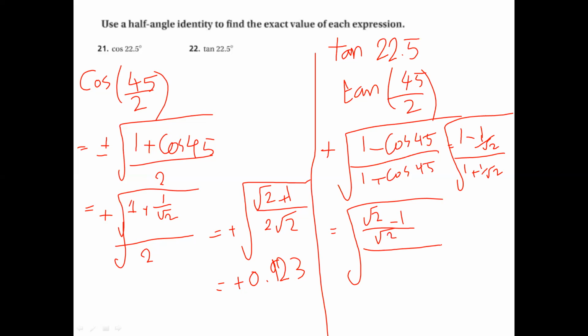After I subtract, since they are not the same denominator, I write it here as square root of 2 over square root of 2. Then I subtract it, and down it will be square root of 2 plus 1 over square root of 2. So it will be the square root of 2 minus 1 over square root of 2 plus 1.